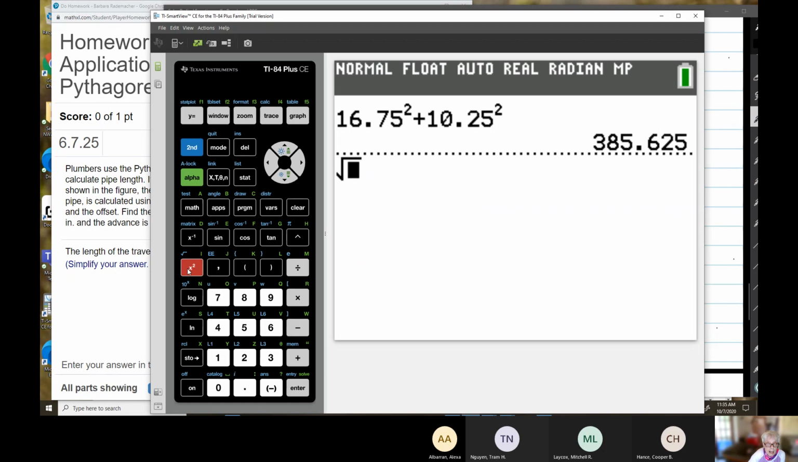So second x squared. Now, look, this is cool. What I can do is, oh, I used to remember how to do this. Second, and no, okay. I don't remember how to do it. Doggone it. All right, second x squared. 385.625, enter.